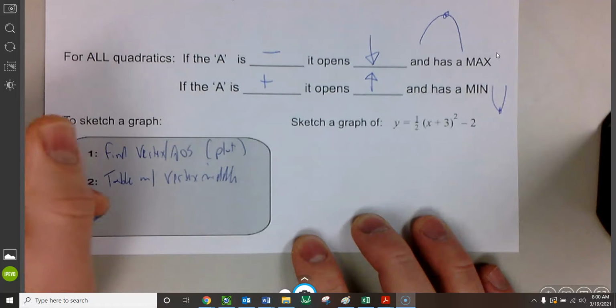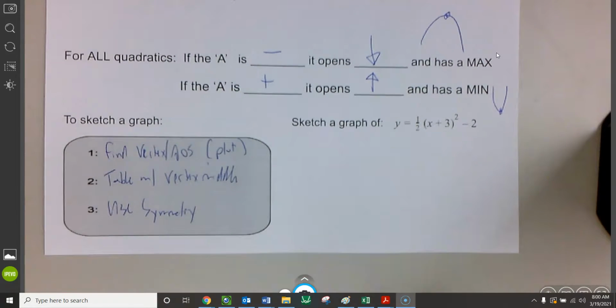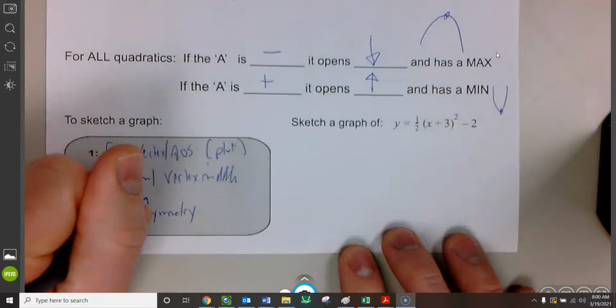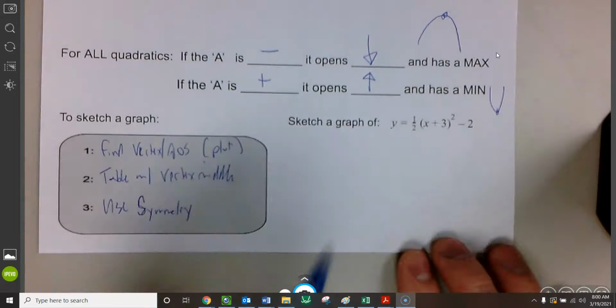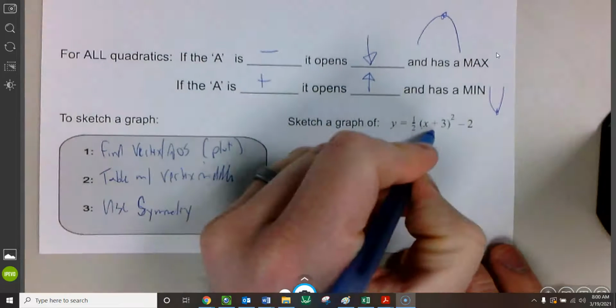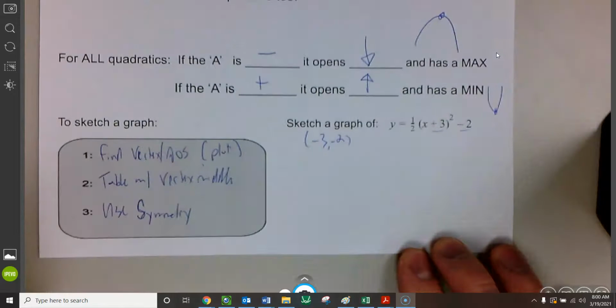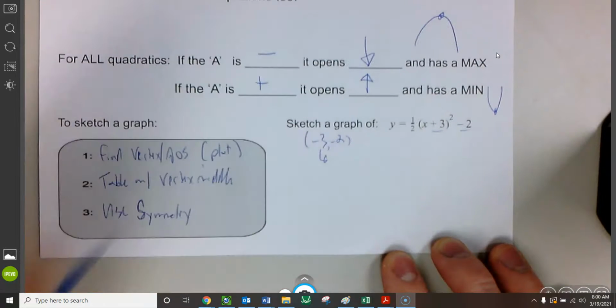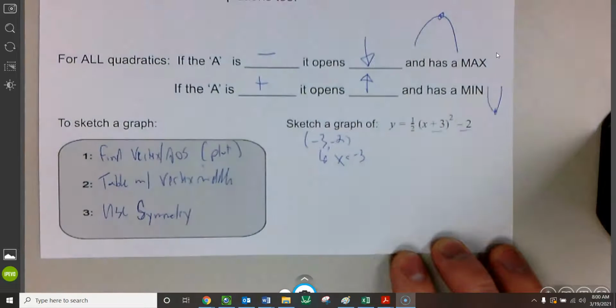And then finally, we're going to use symmetry. The whole point of the axis of symmetry, I mean, it's just there, but why do we need it? We can use it to help shrink our work down. Okay, let's sketch a graph for this one. It says to first find the vertex and the axis of symmetry. The vertex would be at -3, -2. That means the axis of symmetry would always be the h, would be x equals -3.